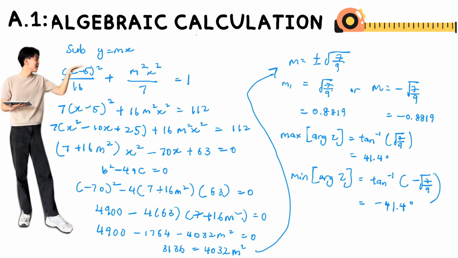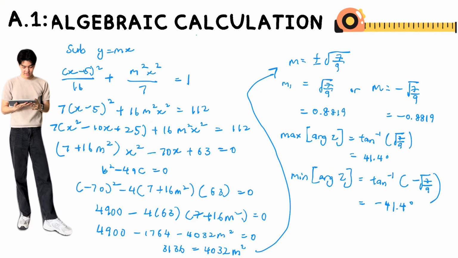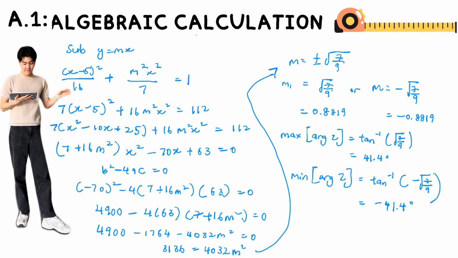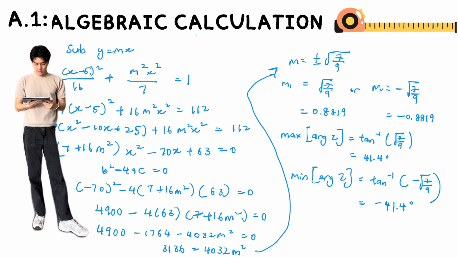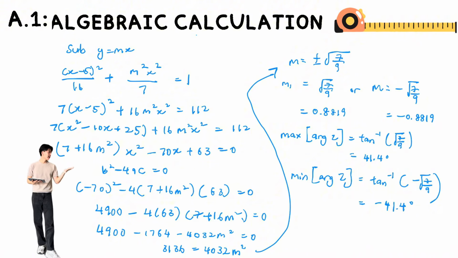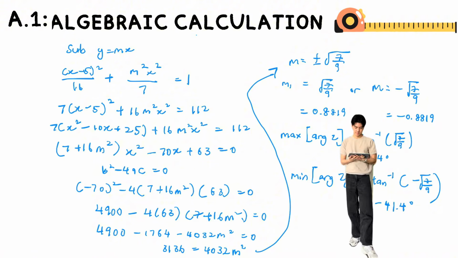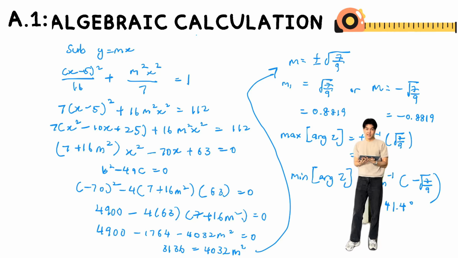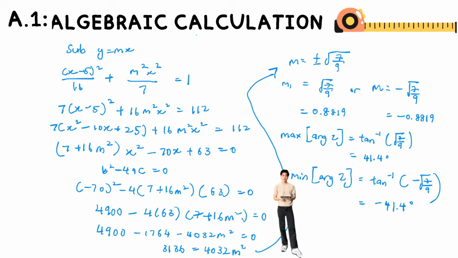So I substitute y equals mx into the equation, and then after simplifying, I will get the equation (7 plus 16m squared) x squared minus 70x plus 63 equals 0. So I use b squared minus 4ac equals 0. And then I solve for m, and I will get m equal to plus or minus 7 over 9. Then the maximum argument is 41.4 and the minimum argument is negative 41.4.